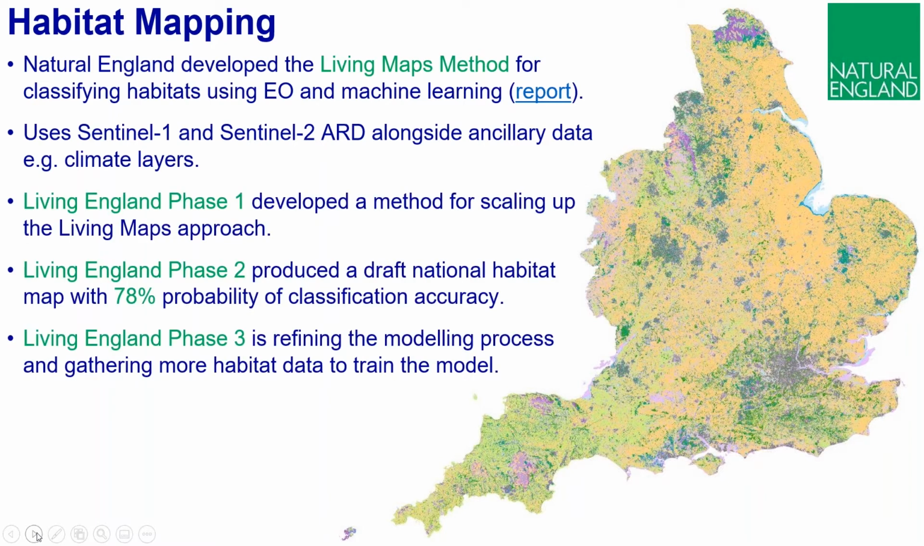And it's had 3 different phases. So the first one, Living Maps, they just developed a method, then they scaled it up, produced a draft national habitat map, which has been assessed against ground truth data, and it's got a 78% probability of classification accuracy. You see that varies from one habitat to another. And now they're on phase 3 of the project, refining the modelling process and gathering more habitat data to train the model, because as Gwa already said, the ground truth data is absolutely crucial to making sense of EO data.